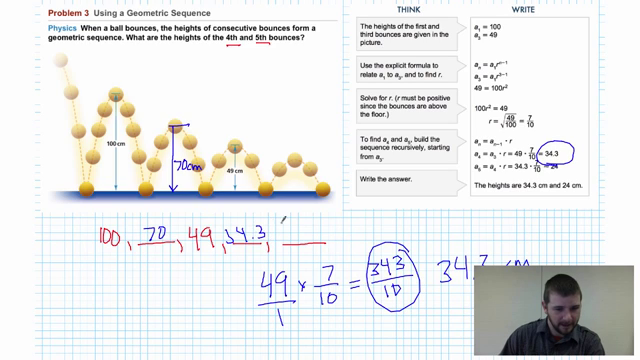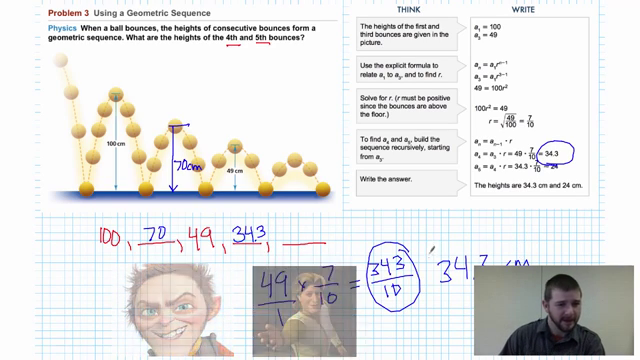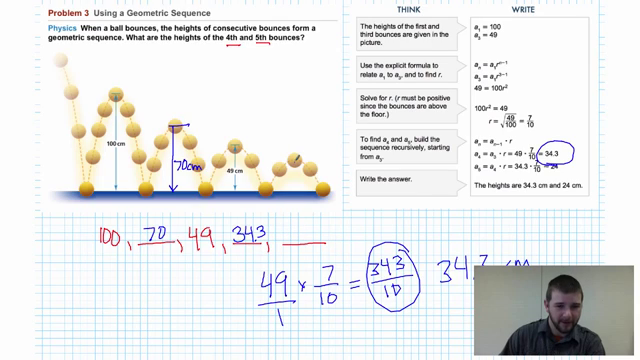That is really ugly. That is much more attractive. 34.3 for our fourth bounce, and following a similar process, multiply 34.3 times 7/10, our common ratio, and you would find, I'm just going to look at the book's answer for this part, approximately 24 centimeters.